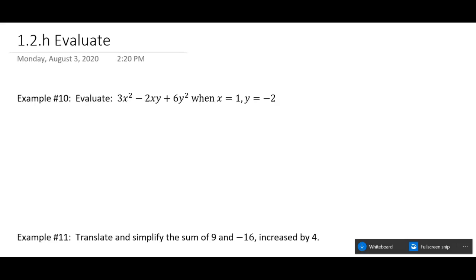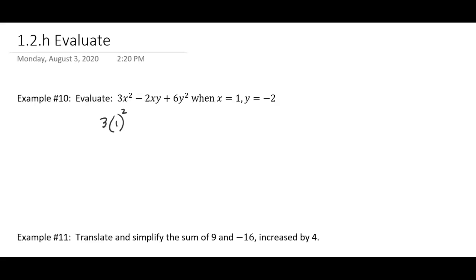Then we're going to evaluate an expression. So in example 10, we have 3x squared minus 2xy plus 6y squared. And then they tell us x is 1 and y is negative 2. So really important with the notation here. We're going to write this as 3 times 1 squared.